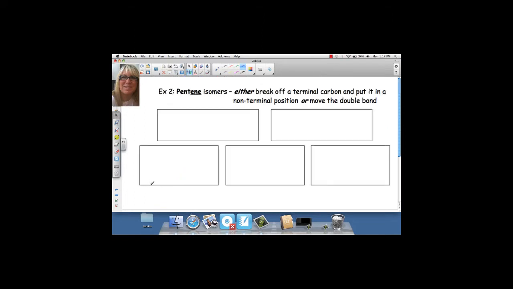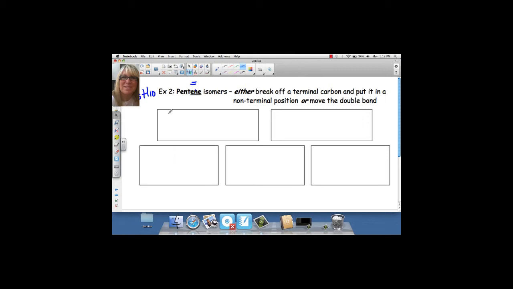Okay, let's draw some isomers of pentene. Because pentene contains a double bond, it's going to have the formula C5H10, because the general formula is CnH2n, so if I have 5 carbons, that means I have 10 hydrogens. So we can do two things to make an isomer with pentene. We can either move the double bond, or we can break off a terminal carbon and put it somewhere else, or we can do both.